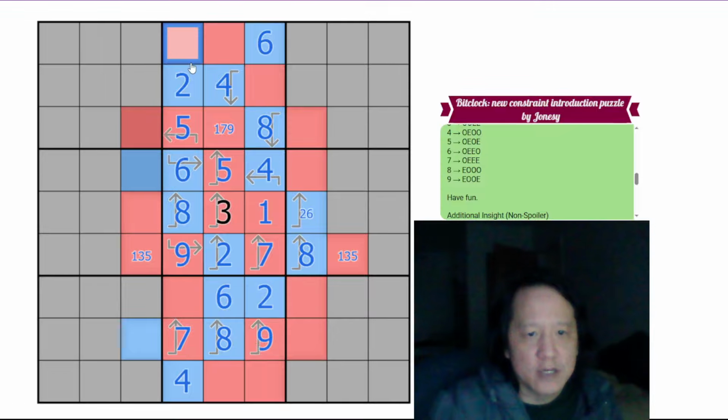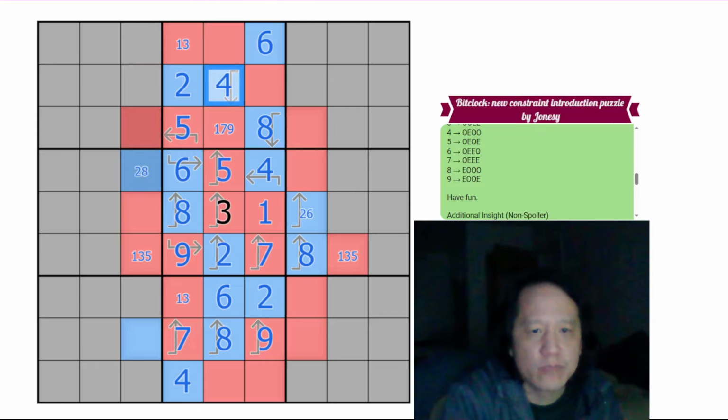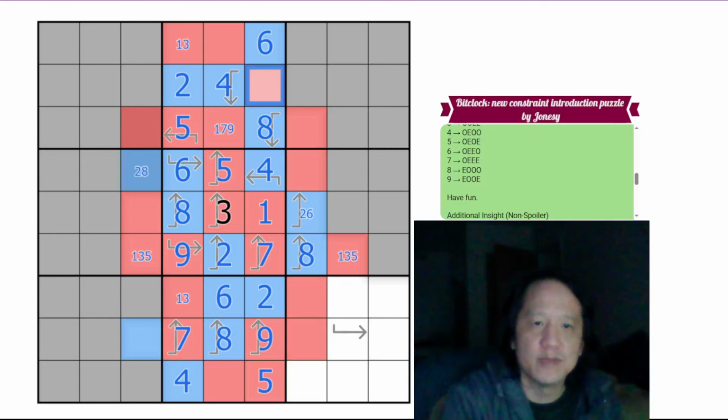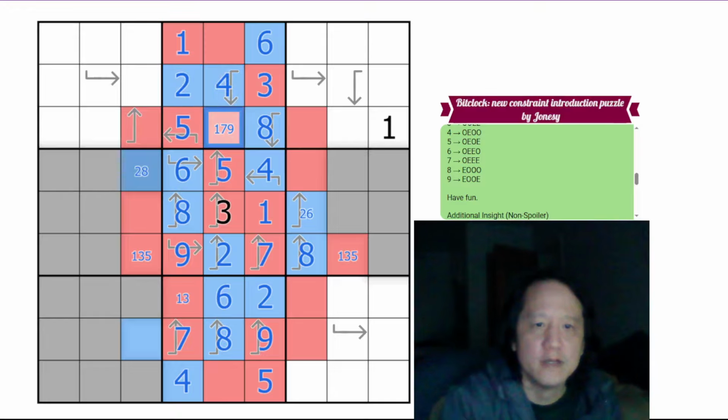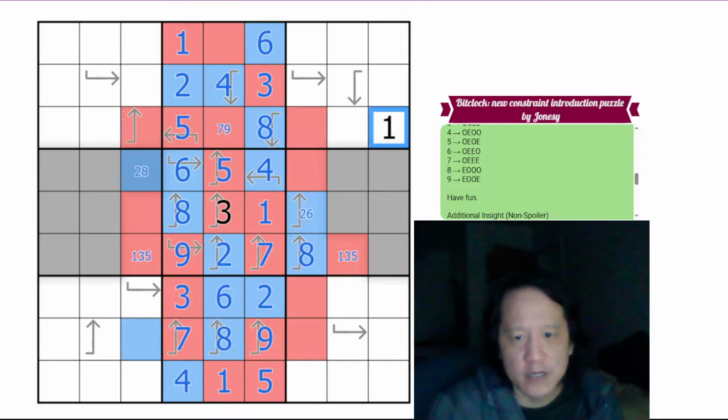Remaining digits in column 4 are 1 and 3. This is 2 and 8 here. Where's 5 in column 6? It has to be here, because it can't be there. So this is 3 now, which eliminates 3 here, so it's 1, which eliminates 1 here. This is 3. That leaves that as 1. This can't be 1 here. 1 is odd.